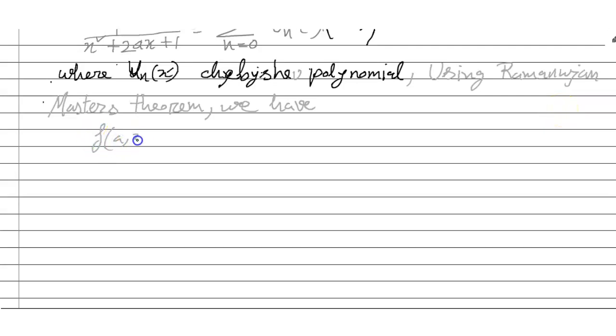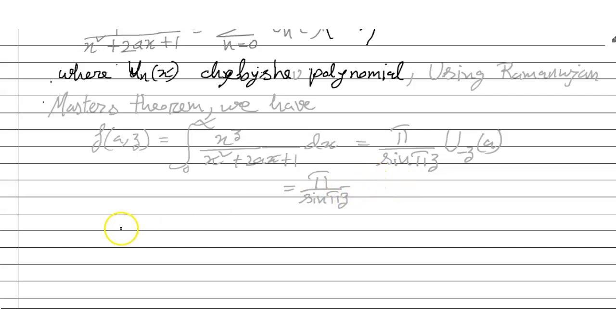f(a, z) equals the integral from 0 to infinity of x to the power z divided by x square plus 2ax plus 1, equals pi divided by sine pi z, and U minus z(a) divided by pi sine pi z.